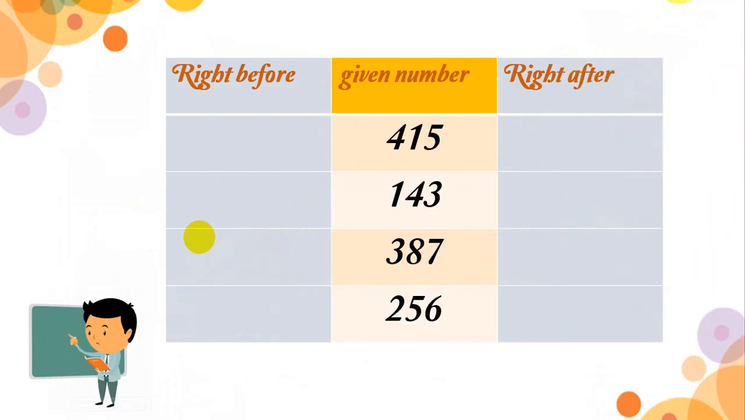Now we have another activity. In this activity, we have some given numbers, and you are going to write what comes right before this number and what comes right after the given number. 415. What comes right before 415? What comes right after 415?